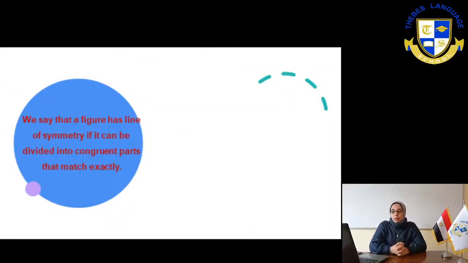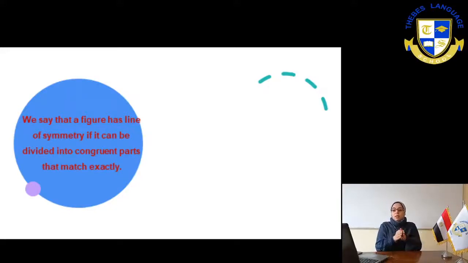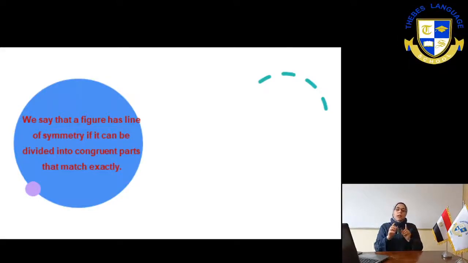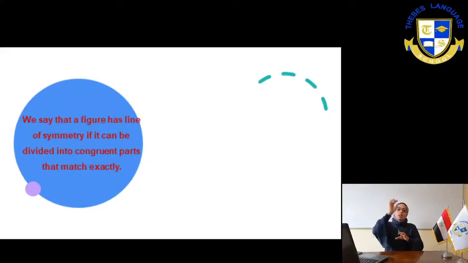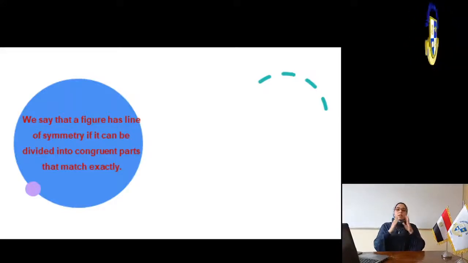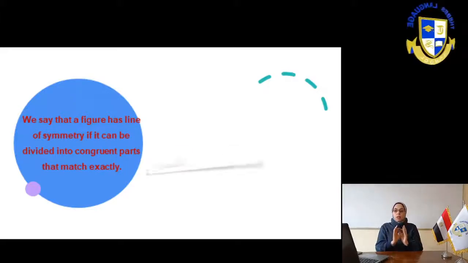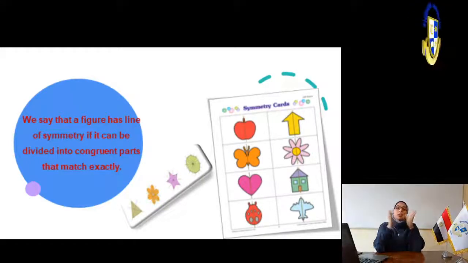We say that the figure has a line of symmetry if it can be divided into congruent parts that match exactly. If we have any figure and we can divide it into equal parts, the line which we divide by, we call it a symmetrical line. And we say that figure is a symmetrical figure.